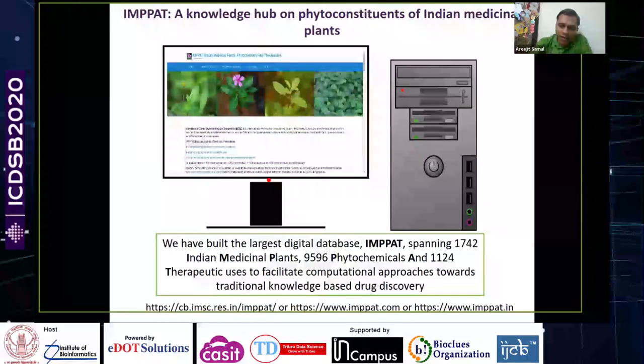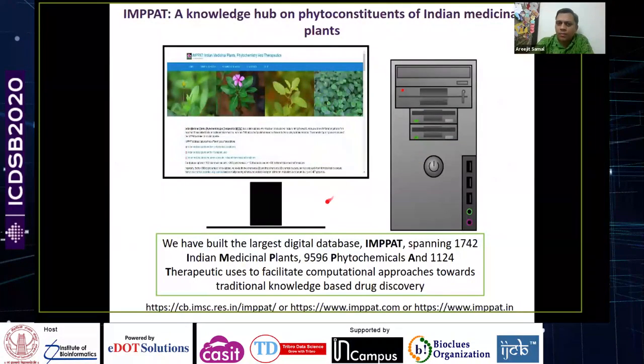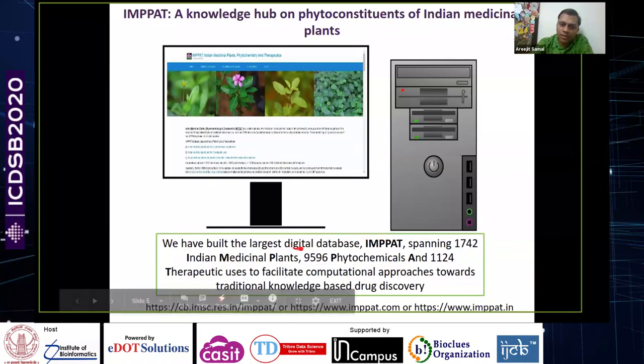So in short, this is a work which we published in 2018, which took about a couple of years to accomplish. We have built the largest digital database, IMPACT, which spans 1742 Indian medicinal plants, 9596 phytochemicals, and almost 1100 plus therapeutic uses. And we expect this platform and the database to facilitate computational approaches towards traditional knowledge-based drug discovery. IMPACT is accessible using any of the three domains which are mentioned below.